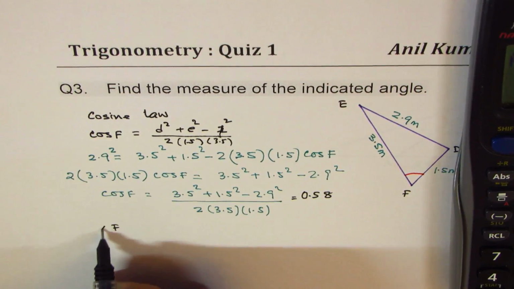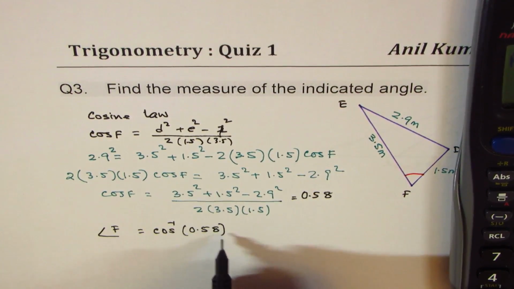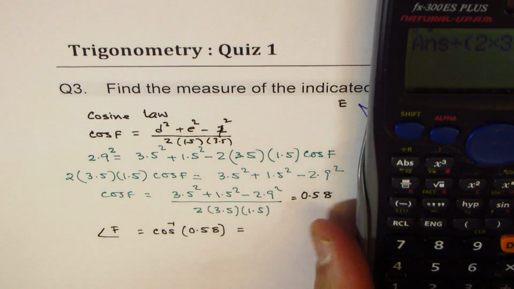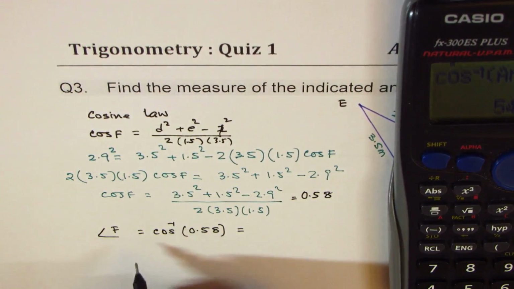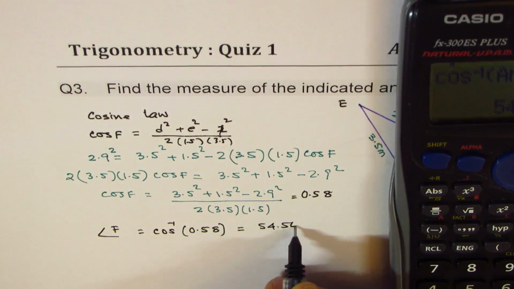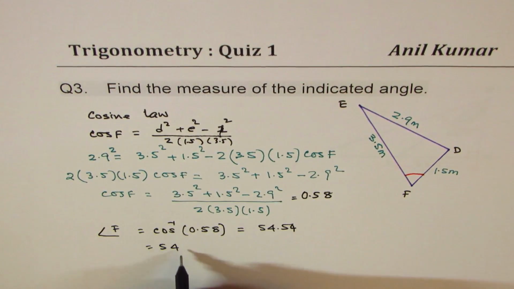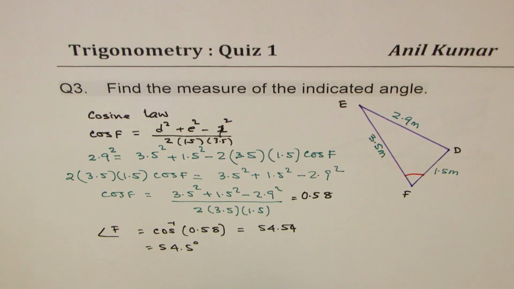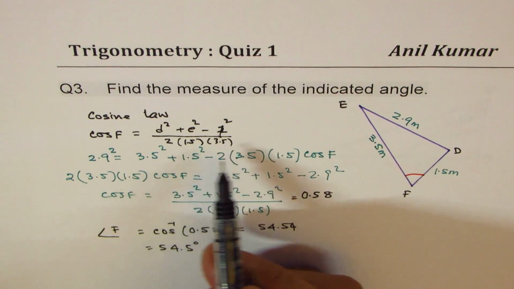So now you can say angle F is equal to cos inverse of 0.58, correct? So we'll do shift cos inverse of our answer, right? Which is 54.54. Rounding to one decimal place will give us 54.5 degrees, right? So that becomes the answer for this particular question, correct? So I hope the steps are very clear to you. Otherwise, you could have straight away used the formula and then found the answer.